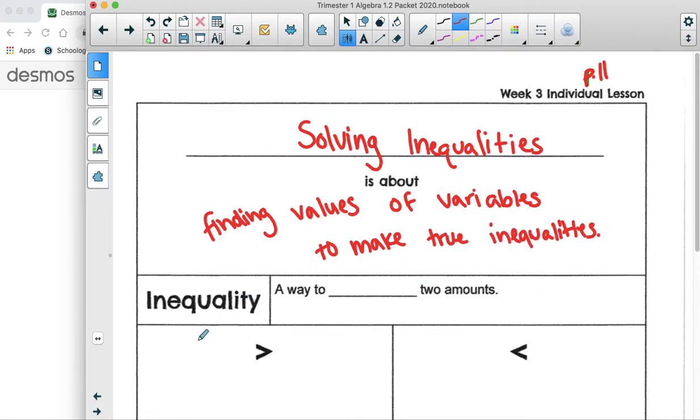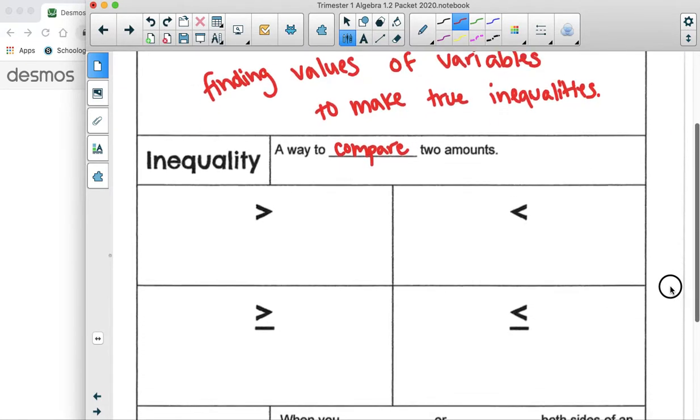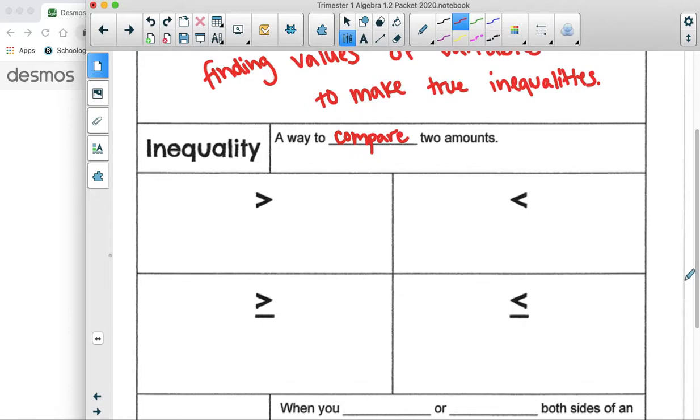Okay, so an inequality is just a way to compare two amounts. So instead of saying that they're equal, and sometimes we do say they're equal, it's just a way to say, okay, this one's greater, this one's less, comparing, okay? Who has more, who has less, who did better, who did worse, things like that.